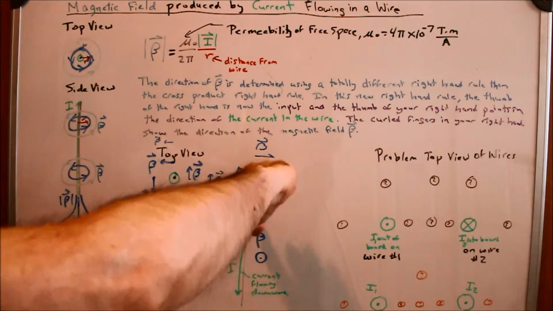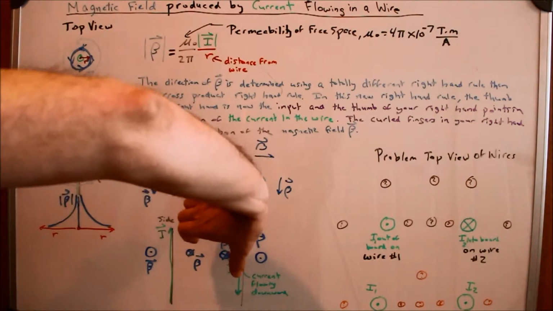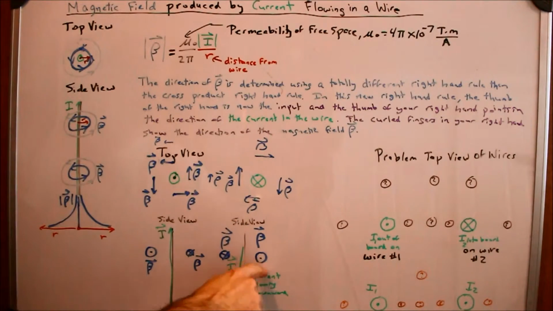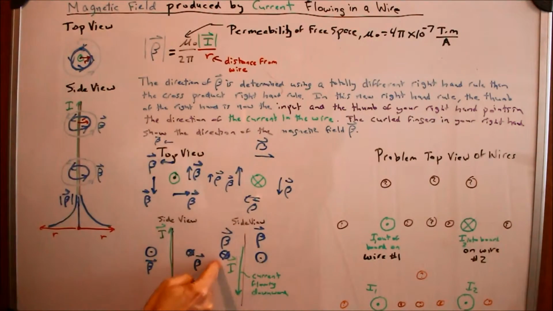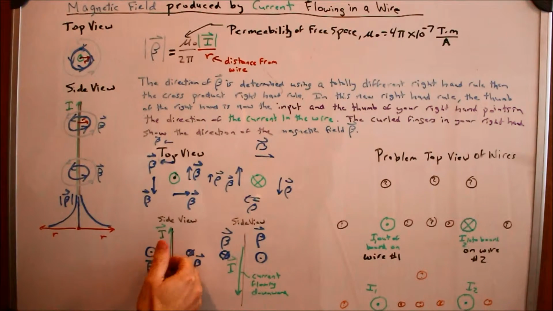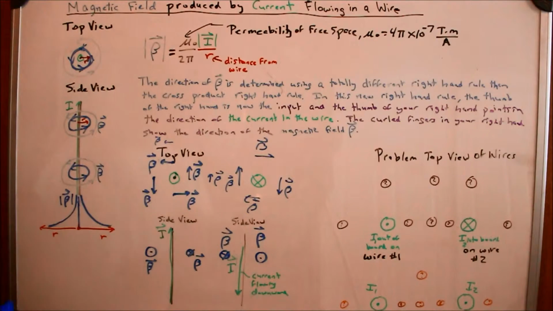Again, here's a side view of this case with the current flowing down. I'll put my thumb in the direction of the current, wrap my right hand around. You can see on this side it's coming out of the board, and if I spin around, this side is going in. On the right side, it's going into the board. On the left side, it's coming out of the board. So those are the rules on the directionality and the magnitudes of a magnetic field induced by the current flowing in the wire.